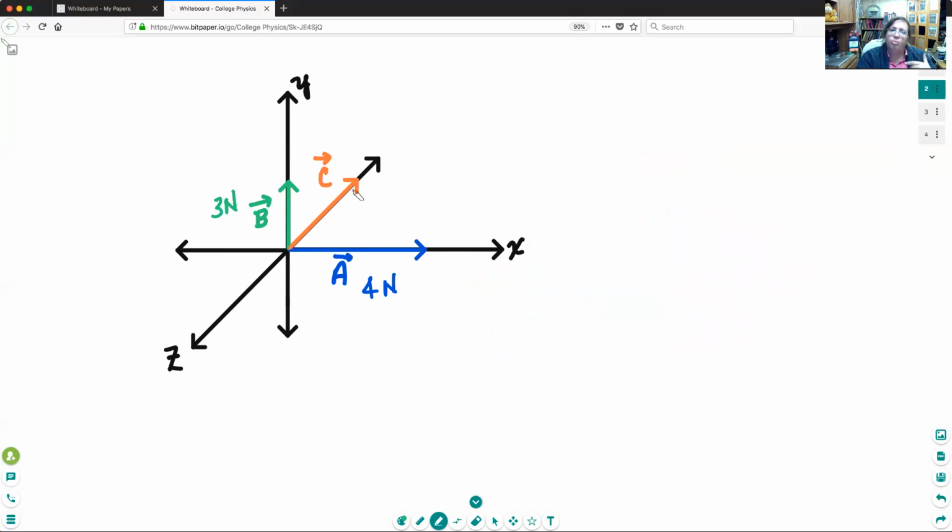But we've added in this new part, C. And that is our new vector. So let me talk about that one. First of all, we notice that C is acting on the Z-axis here. And it's going backwards. So this one is going to have a value, let's say, of minus 6 newtons.